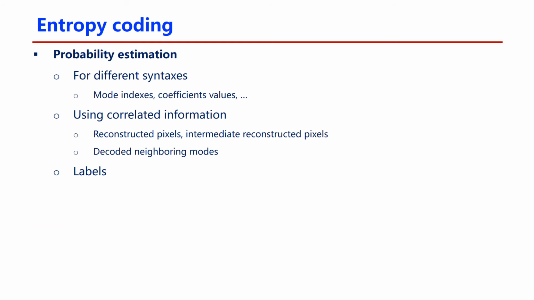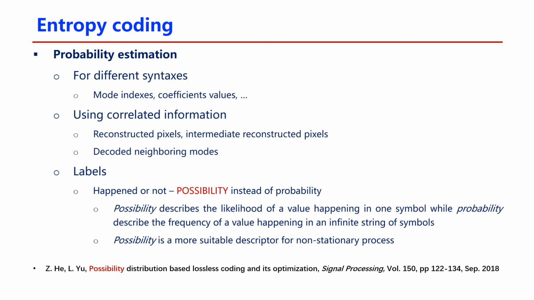A short summary on learning-based entropy coding. All studies are focused on probability estimations for different syntaxes using correlation information such as reconstructed pixels and decoded neighboring modes. One thing I would like to note is that the labels we used in the training are the happening of the value, which means the possibility instead of the probability should be estimated.